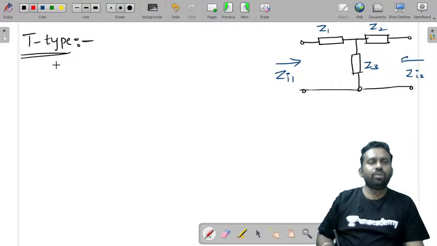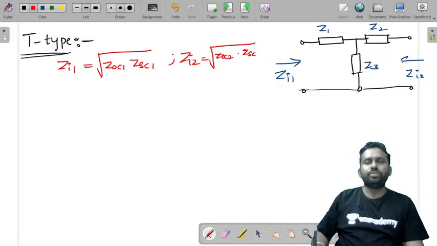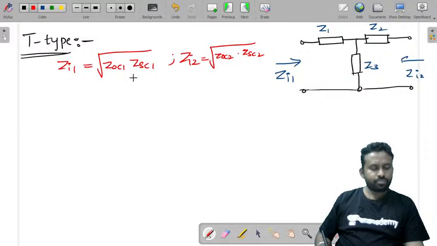Now let us write, we already know what is Zi1. It is under root of ZOC1 into ZSC1. Similarly, what is Zi2? Under root of ZOC2 into ZSC2. Alright.